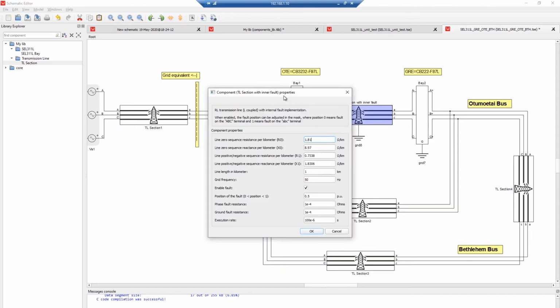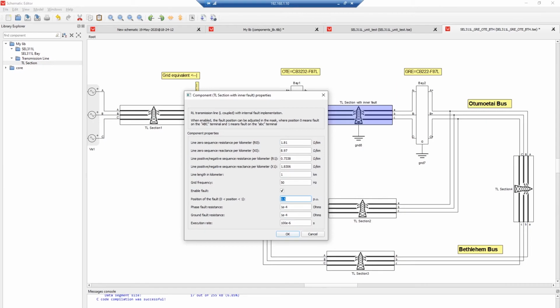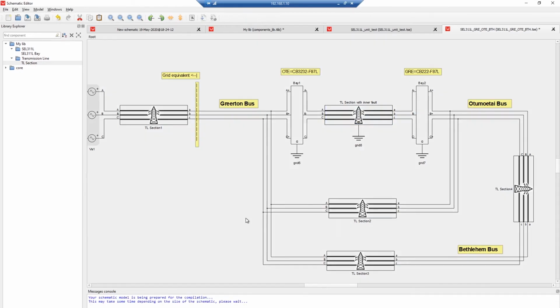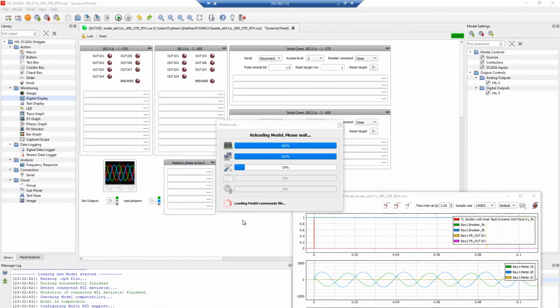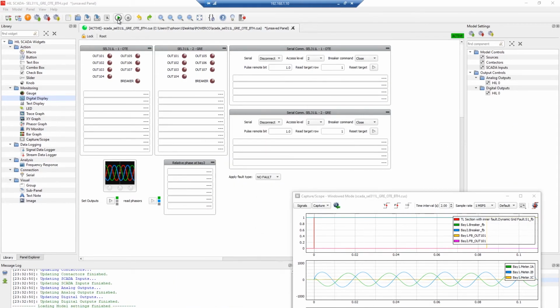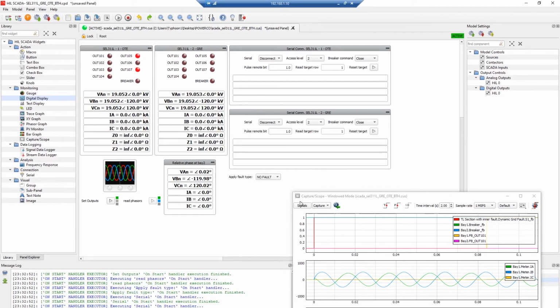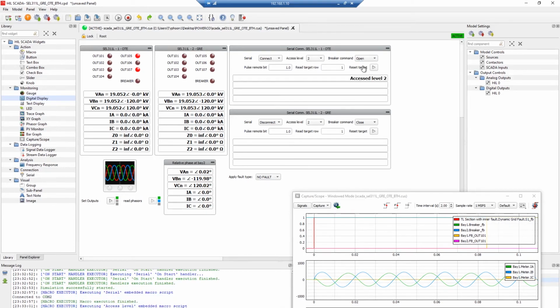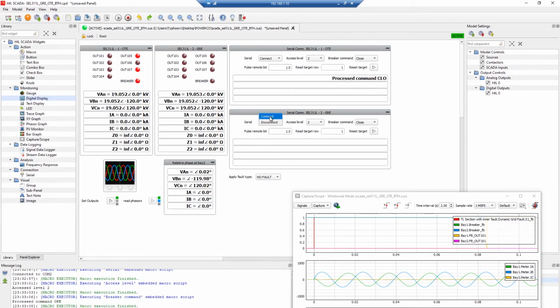So at first, let's start again with the simple case, a fault with very small impedance at 50% of this line. Let me compile. Now the model is loaded, we can start the simulation, and we're going to use the very same interface. So we connect to the relays with the serial communication. We then change access level and pass the command to close the breaker here. Now the same for the second one.